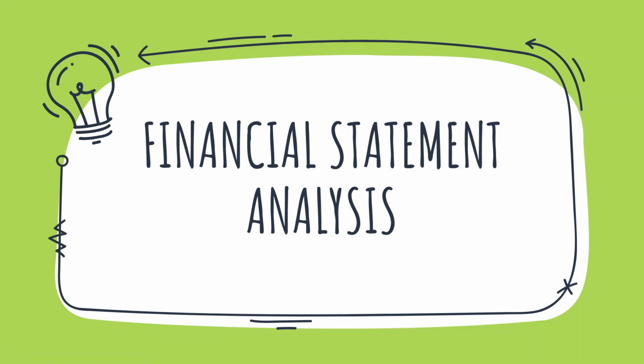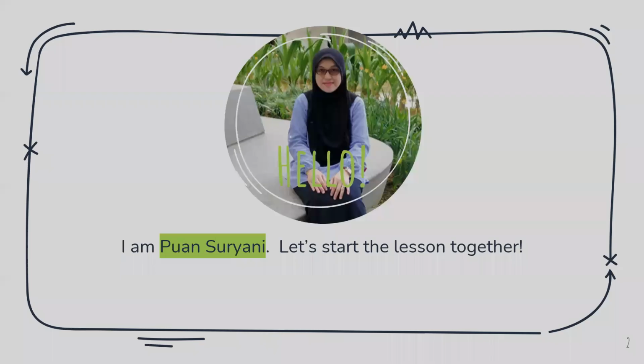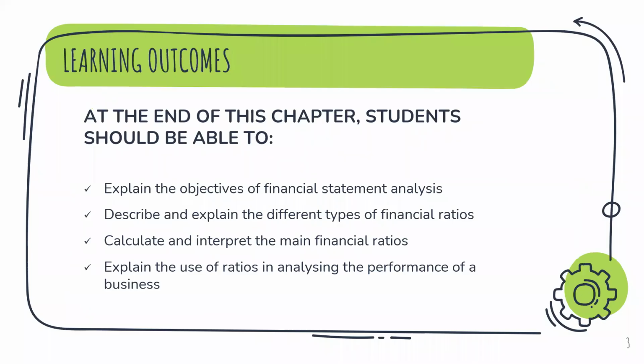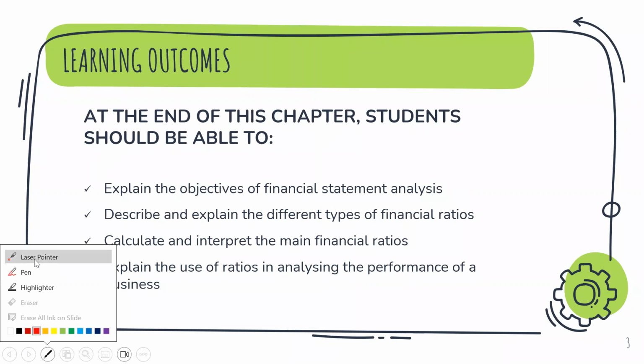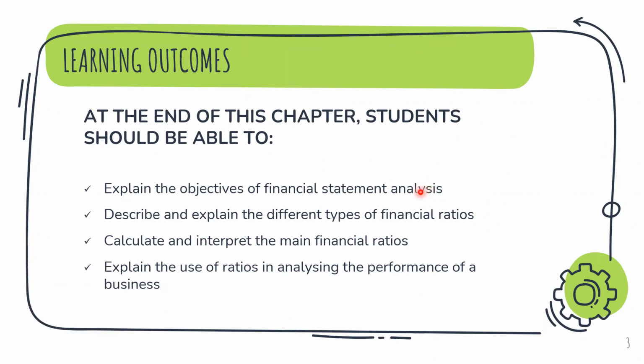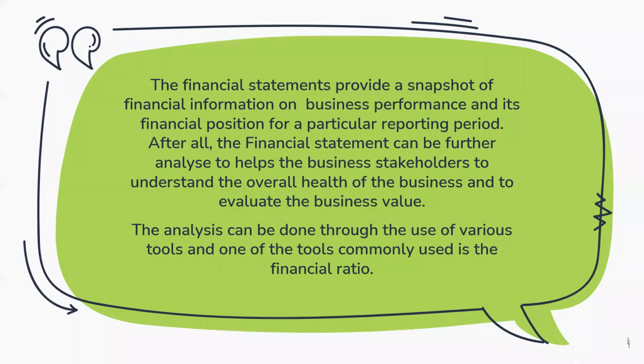Okay, first of all, let us look at the learning objectives of this chapter. At the end of this chapter, the student should be able to, number one, explain the objectives of financial statement analysis. Number two, describe and explain the different types of financial ratios. Number three, calculate and interpret the main financial ratios. Finally, explain the use of ratios in analyzing the performance of a business.